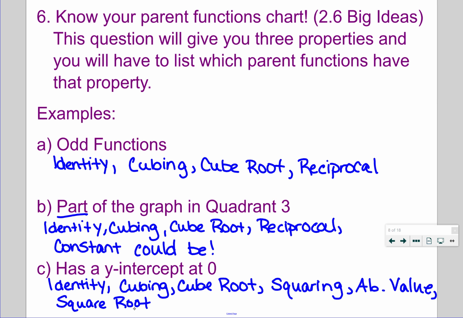Logarithmic has a y-intercept that's an asymptote. Actually, it has an asymptote on the y-axis, so that's a no. Exponential has a y-intercept of 1, and logistic will have a y-intercept of something between 0 and the L value that's used. So again, it won't be at 0 because that's an asymptote. Okay.